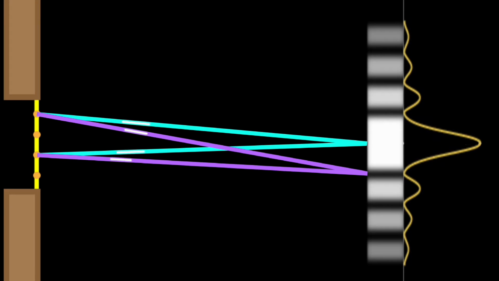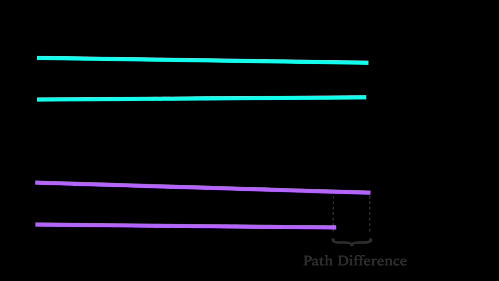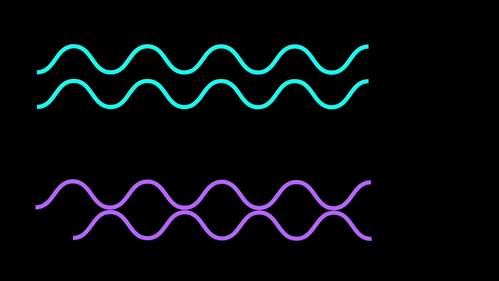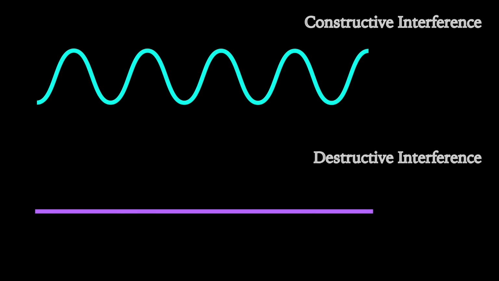Each wavelet may travel a different distance to the screen, resulting in a path difference, which causes the original coherent light to constructively or destructively interfere at different points on the screen. Now that we understand how light diffracts, we can investigate resolution.